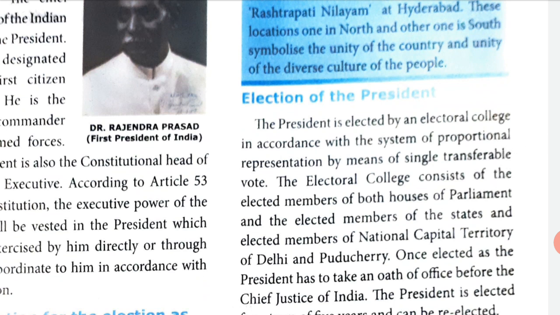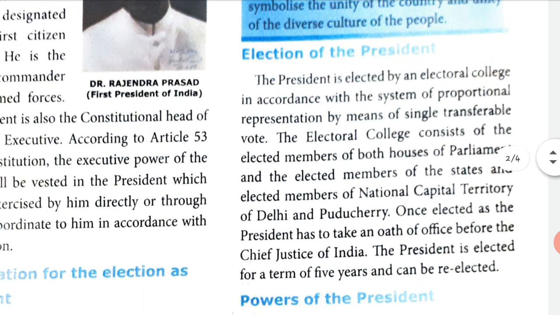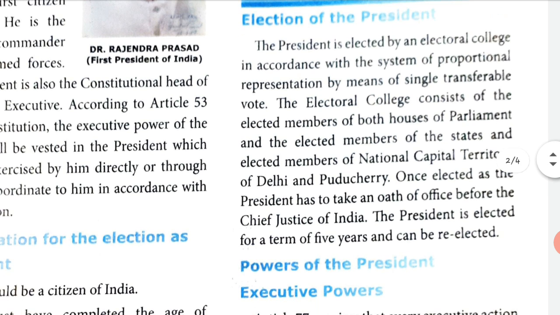The electoral college, what does it consist of? It consists of elected members of both houses of parliament and elected members of the states and elected members of the National Capital Territory of Delhi and Puducherry. So you should know who are the group. Electoral college, we said it's a group of people, right? Under that, who are they? We have elected members from both the houses. Which are the both the houses? Rajya Sabha and Lok Sabha.